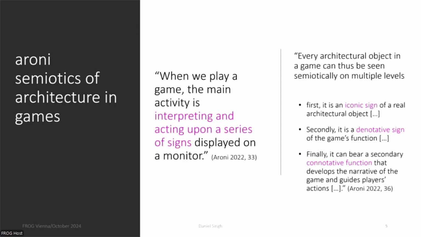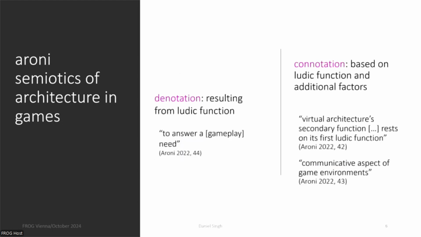He starts this chapter off by saying that when we play a game, the main action is actually interpreting and acting upon a series of signs. He then says that every architectural object in a game can be seen on three levels, semiotically. The first one is an iconic sign of an architectural object, or an architectural idea, I might add here. So it's depicting something. And then he goes into the two types that Eco talks about, which are the denotation and the connotation. In more detail, the denotation results from the ludic function.